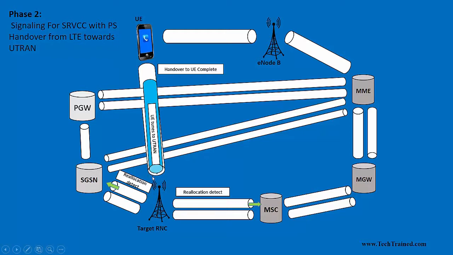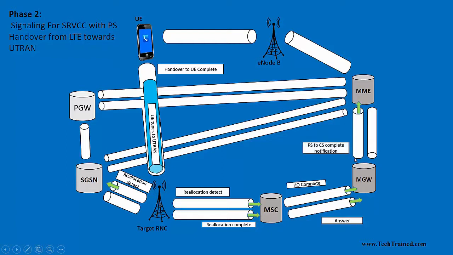With that being said, the target RNC is going to send a response for relocation complete towards the MSC, and then the MSC is going to forward this towards the media gateway or MSC server, indicating handover has been completed. Also, this answer message which you see over here is just an acknowledgement. It does not contain any contents in this message. So this response is going to be forwarded towards the MME.